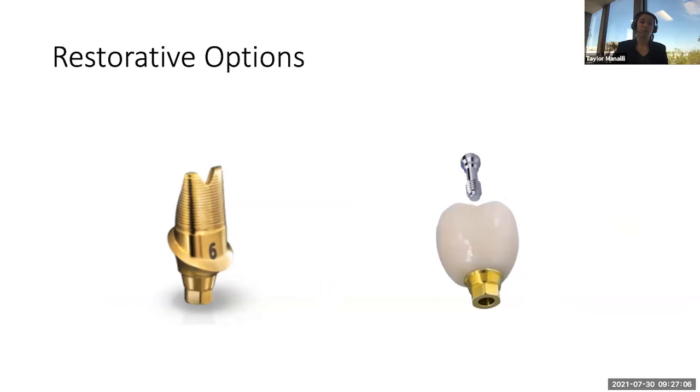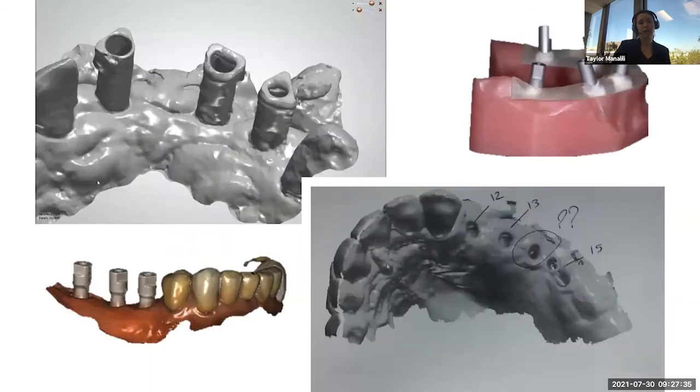Okay, so what are your restorative options when we do scan? Your restorative options are fairly similar to what they would be when you do a conventional impression, right? We're still able to order a custom abutment and a cement retained crown. We're still able to order our screw retained restorations. There are some limitations with current scanning technology when it comes to impressioning implants.